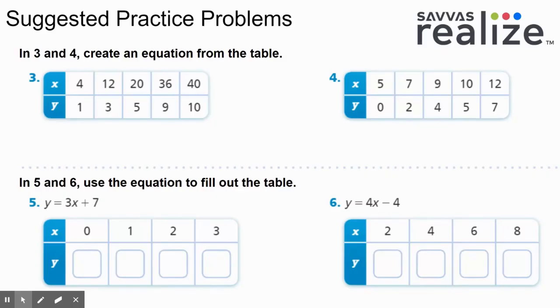Cheese. Our suggested practice problems for today are from Savas. There are two problems where you're creating an equation from a table. There aren't any word problems associated with it. It's just look at the table, make a pattern, see what you can come up with. And then in 5 and 6, you're going to use the equation to fill out the table. So just the reverse. Give these a shot, write them down. If you need to rewind and rewatch any of the examples, do so. Remember, those are there so that you can write down the examples so that you have them in your notes. And yeah, good luck. Cheese.